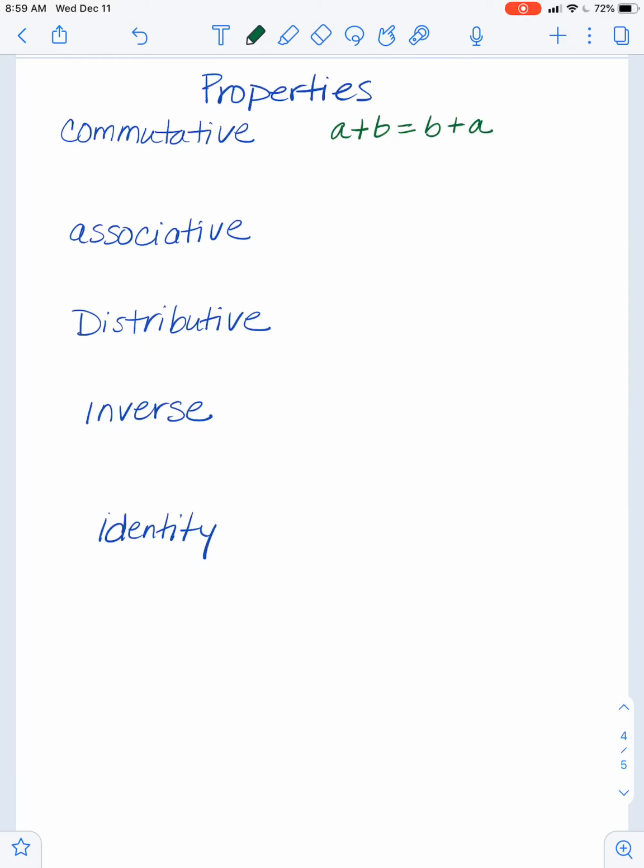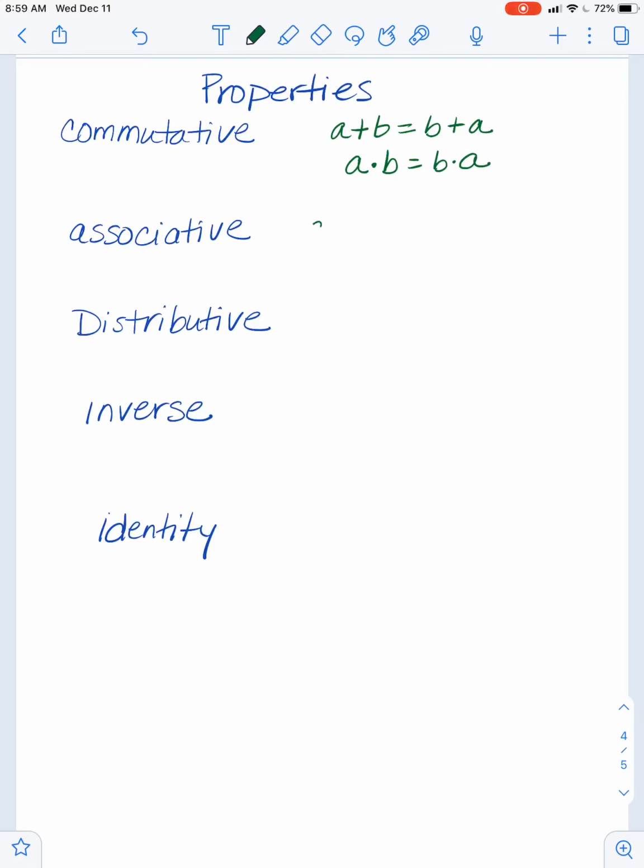does not matter. Okay, I could do 3 plus 4 or 4 plus 3. It's going to give me the same answer. Multiplication is the same. It does not matter what order I multiply in. Now remember, you can't do division. Division matters and subtraction matters.